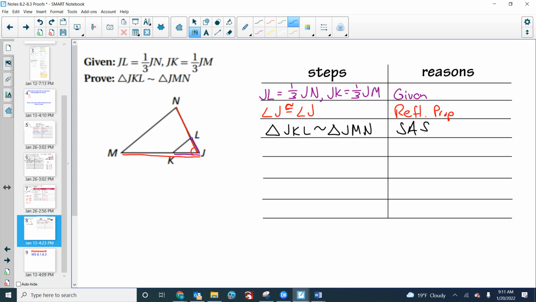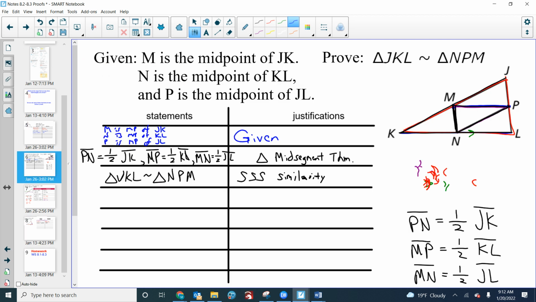JL is, okay, point L is what? A third of the way. It's a third of the whole thing. A mid-segment is half the way. So that's why I said you can't use parallel here. You can't use parallel or alternate interior, corresponding, any of that. We're not showing these are parallel. So your mid-segment one was here.